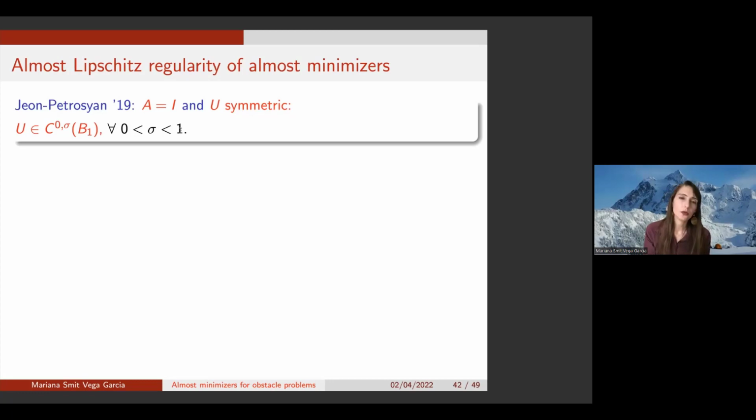So what we did was, first of all, prove the almost Lipschitz regularity following the ideas of Anzellotti. Let me mention that before, Guillen and Petrosyan were able to prove that in the case of the Laplacian almost minimizer, let's say for the Signorini problem, so if the matrix A was the identity, and assuming that the almost minimizer was symmetric, and I will talk about the symmetry issue a little bit more.